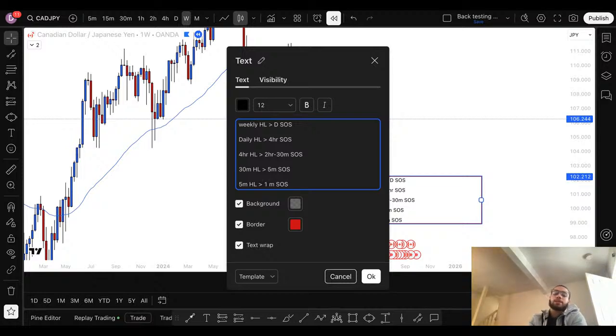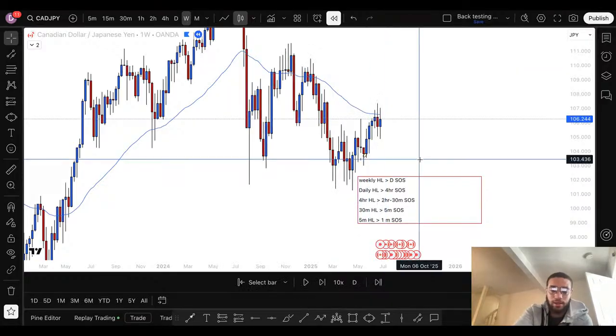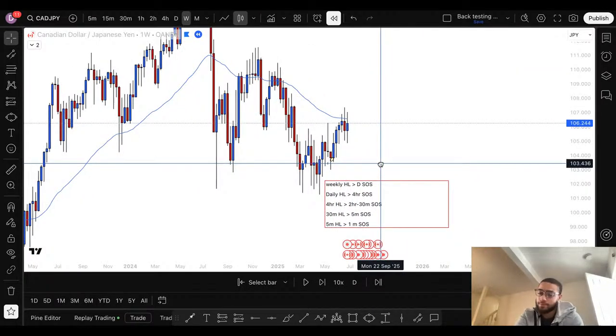The same principle applies. If you can grasp the higher low method, the shift of structure, boom, boom, boom, you'll catch big trades. It's going to take you some time, but you'll catch them. And that is the key, my friend. That is the key.